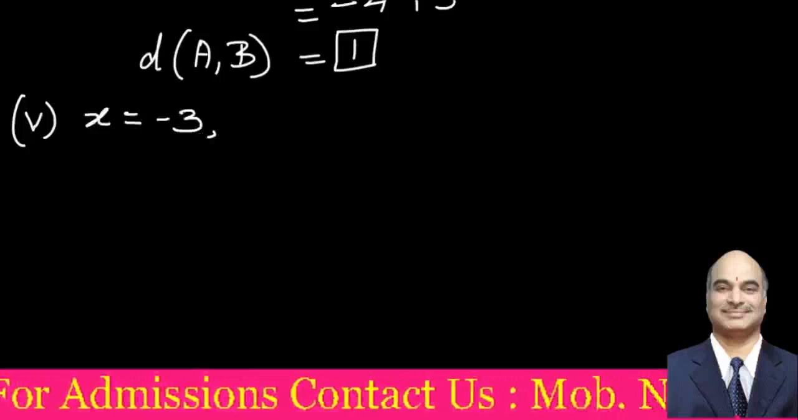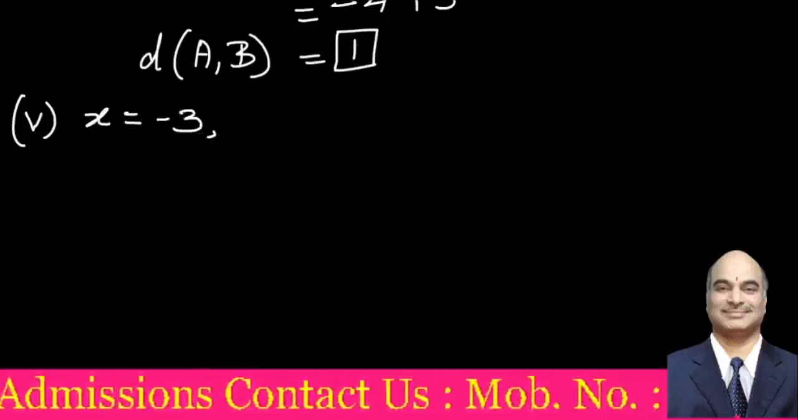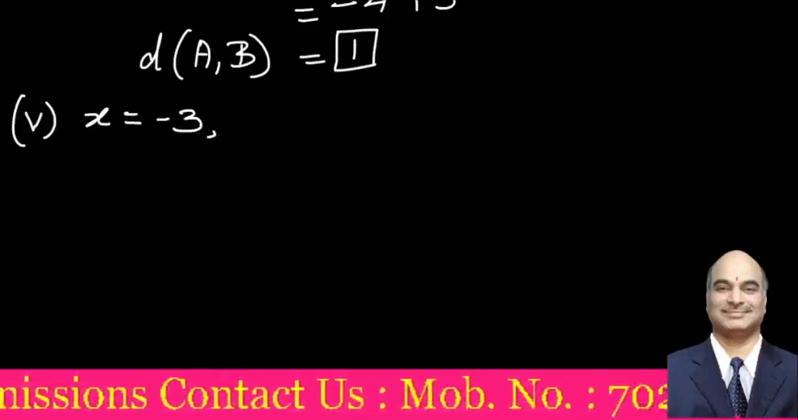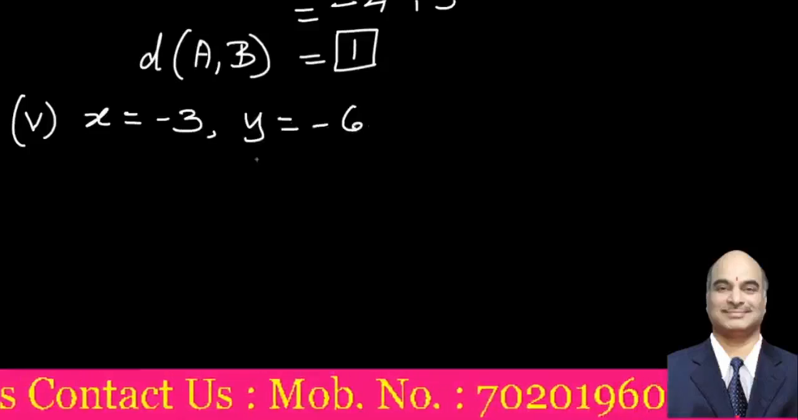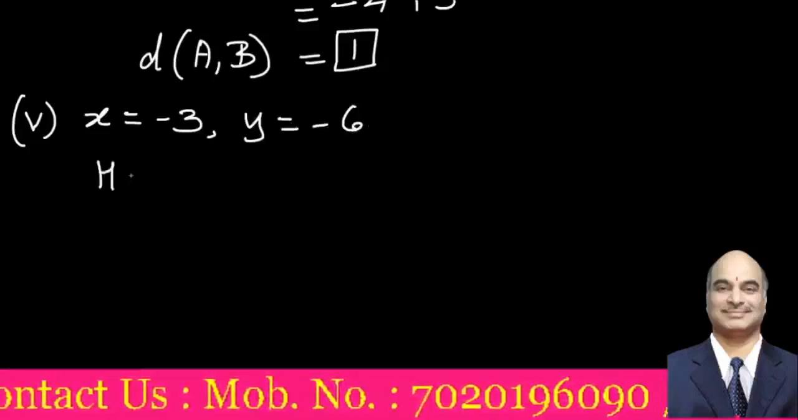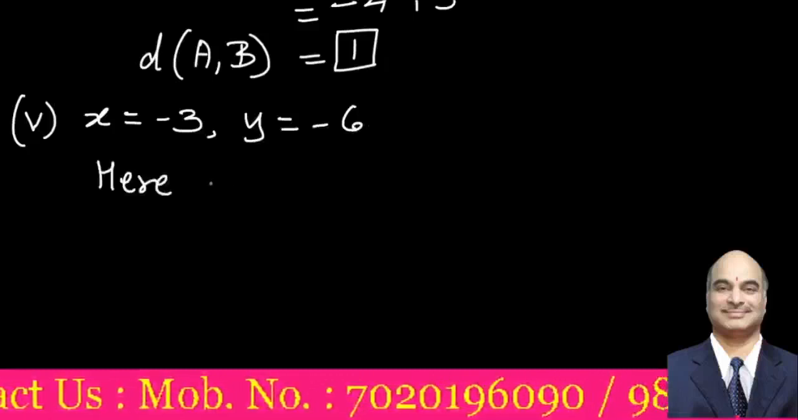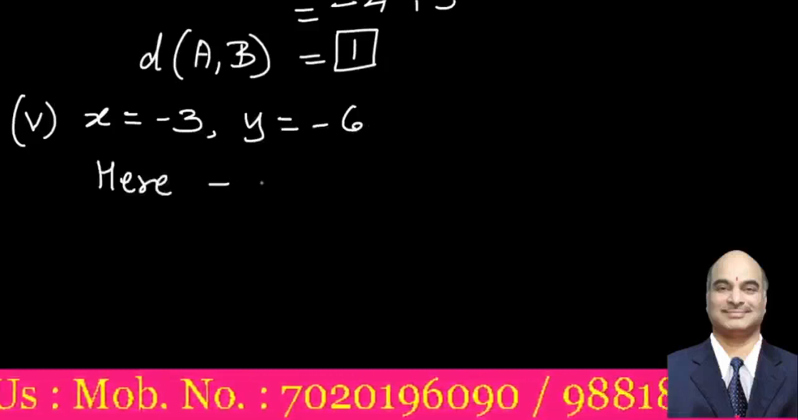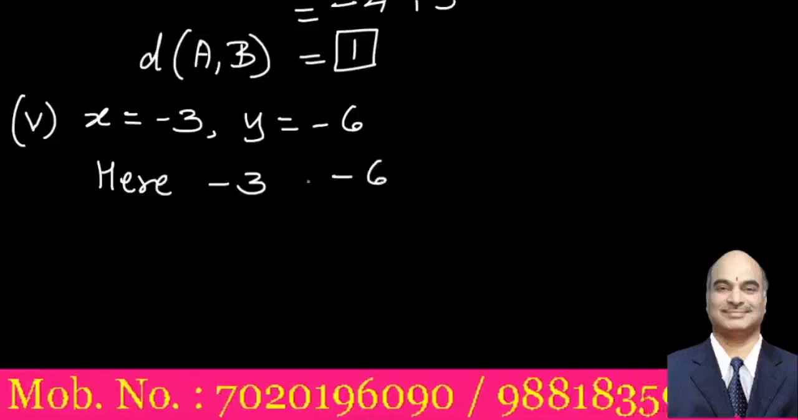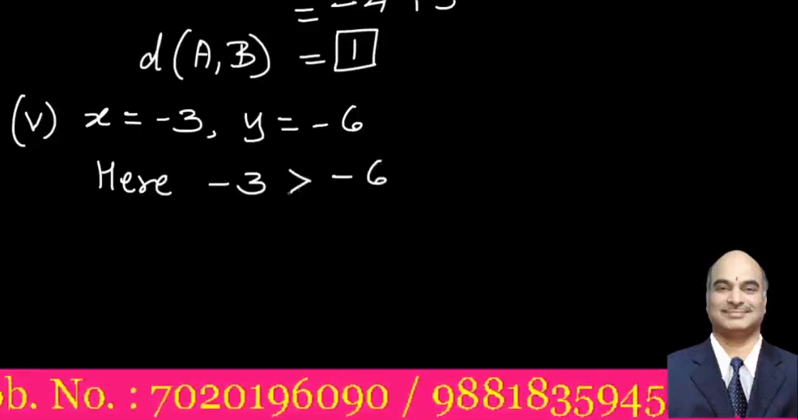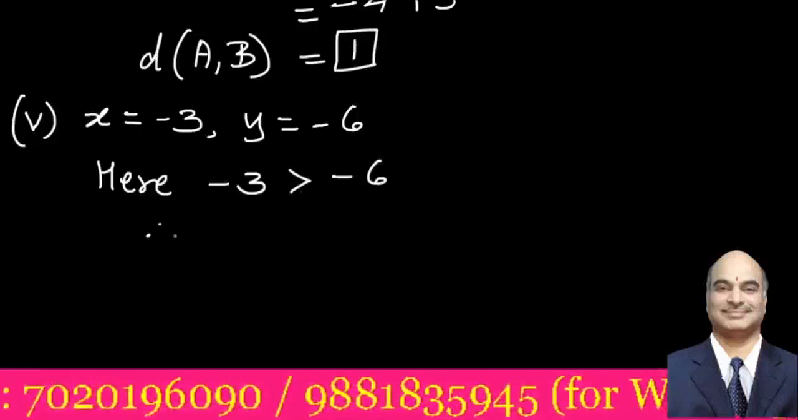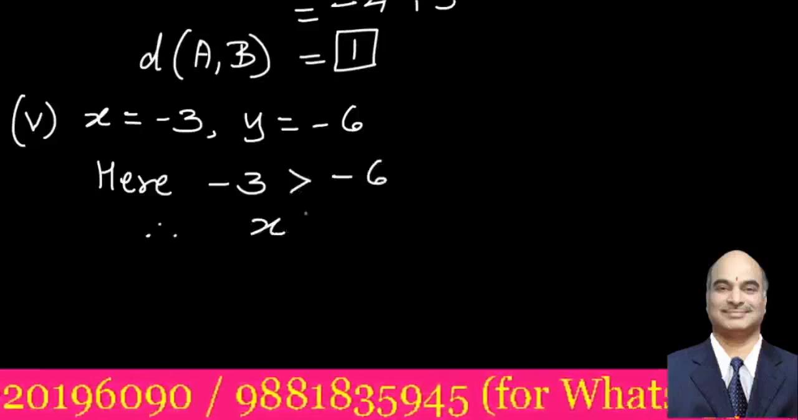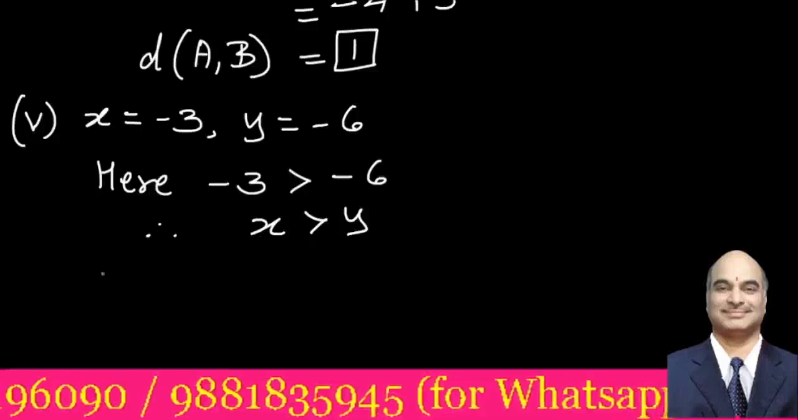Okay, in the next sum you will see that x is equal to minus 3 and y is equal to minus 6. So we first compare minus 3 and minus 6. Again, minus 6 would be to the left of minus 3 on the number line, so it is smaller. Therefore the value of x is greater than the value of y.